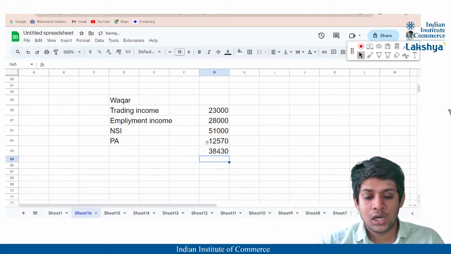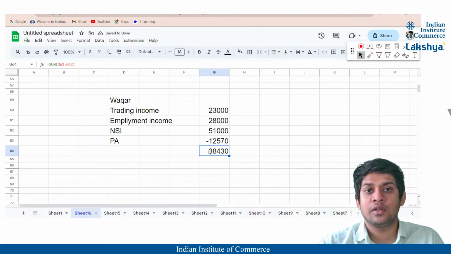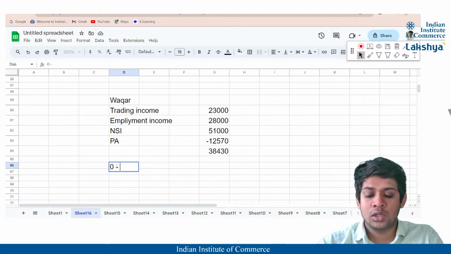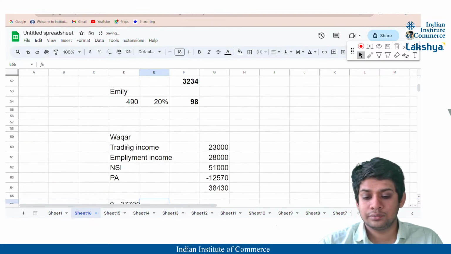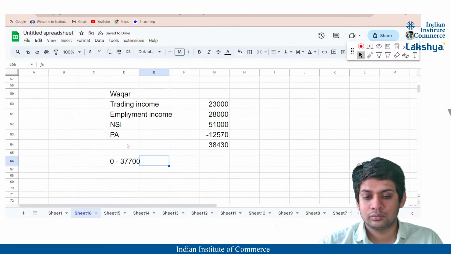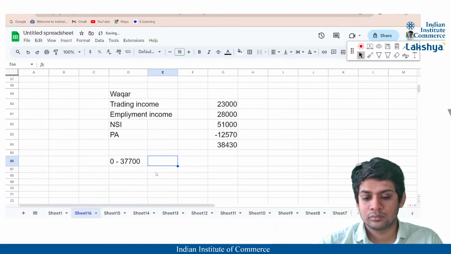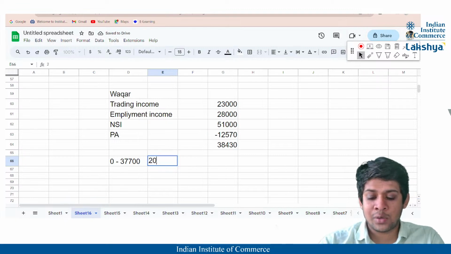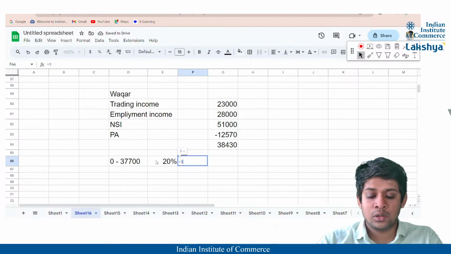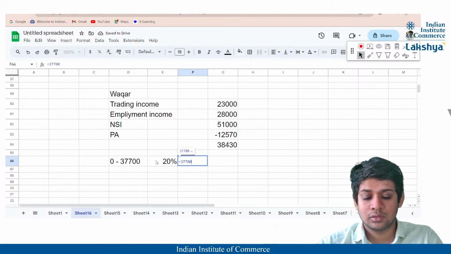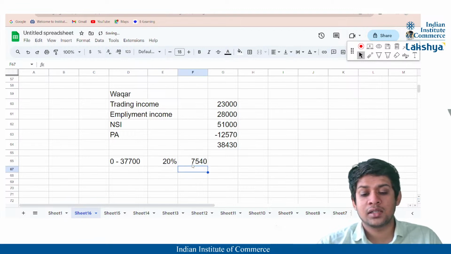So what is your income? It is 38,430, correct? So from 0 to 37,700, your first taxable income will be charged at 20%, correct? So it is equal to 37,700 into 20% tax, that is 7,540, right?